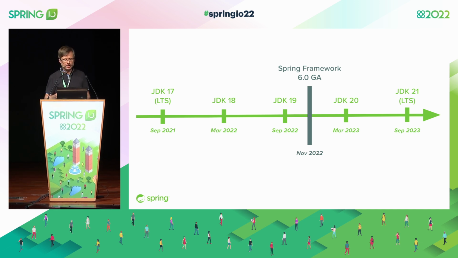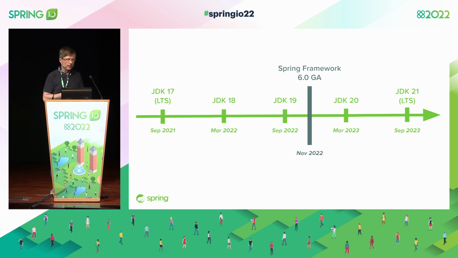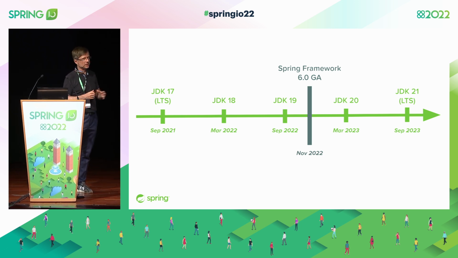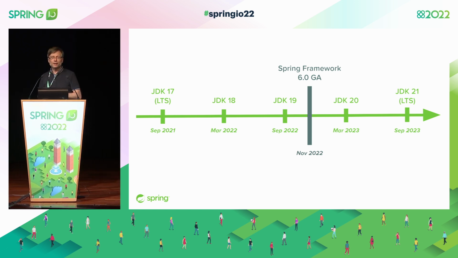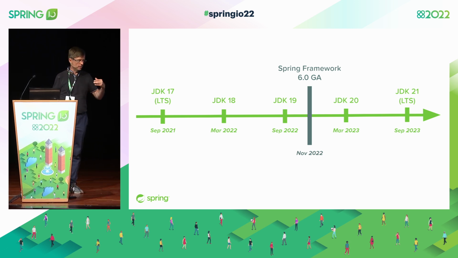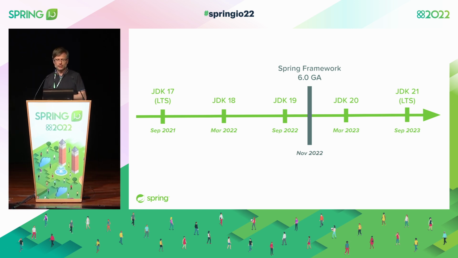So a visual reminder that the Loom release, the preview release, actually comes 2 months before. And an even more important reminder that at the end of this arrow, we already have the next long-term support release coming up with JDK 21. It's not every three years, it's every 2 years in the recently adapted cadence.